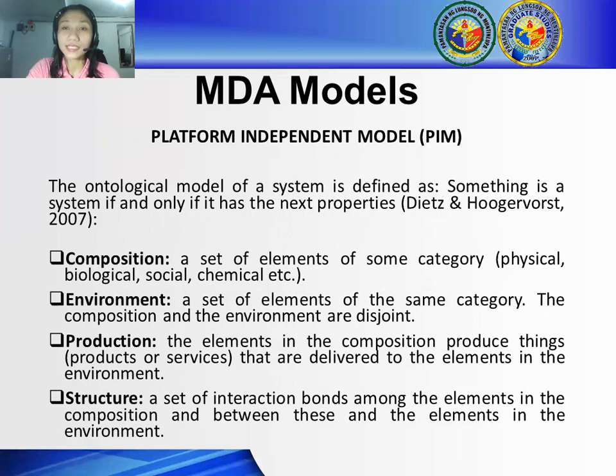Production, the elements in the composition produce things that are delivered to the elements in the environment. Structure, a set of interaction bonds among the elements in the composition and between these and the elements in the environment. An important characteristic is the category to which the elements of a system belong: physical, biological, social, chemical, etc. In the case of MDA, we start with a model of the enterprise. By model translation, we try to convert this model into a model of a software system.